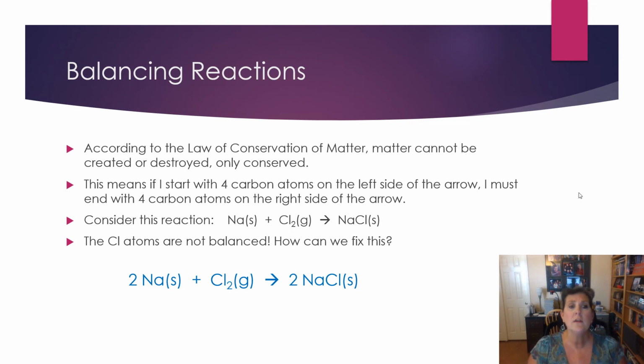We get 2 sodium atoms plus Cl2, which means two Cl atoms bonded together, arrow, two NaCls. So we have two sodiums on both sides. We have two Cls on both sides. So we balance the reaction by putting those twos in front.